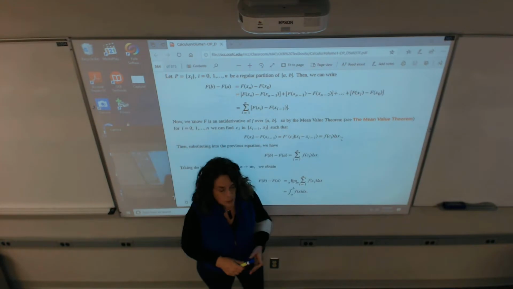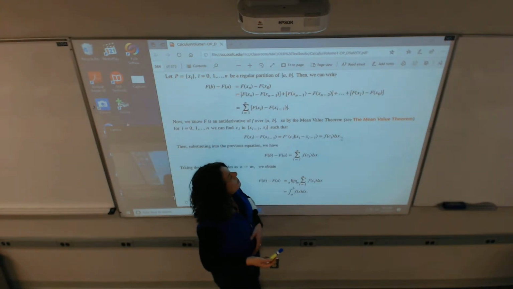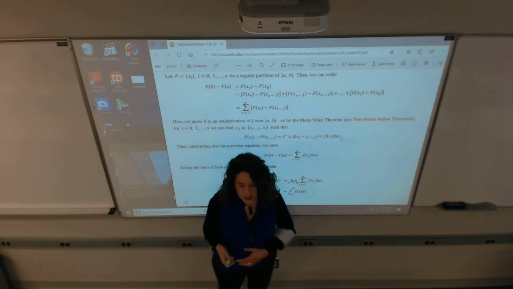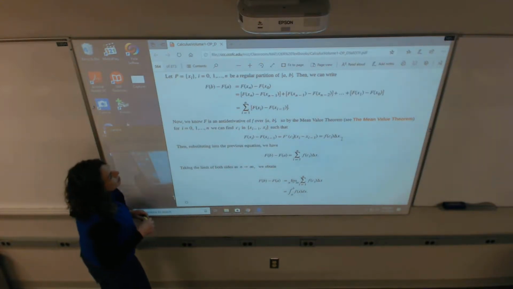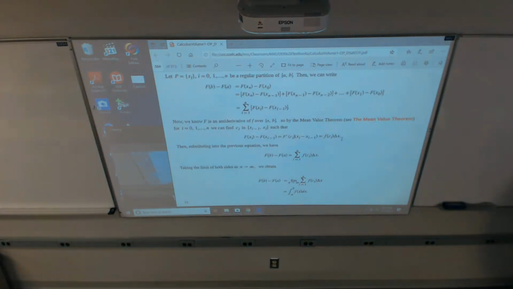So just so you're aware, the book does overstate it. Hopefully this doesn't die on me. The book does overstate it a little bit. It doesn't have to be purely continuous. All right, so let me fix it. Is it back? Okay, I'm scared to move it.